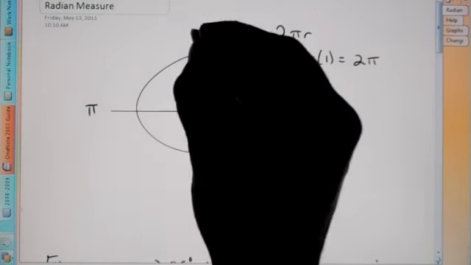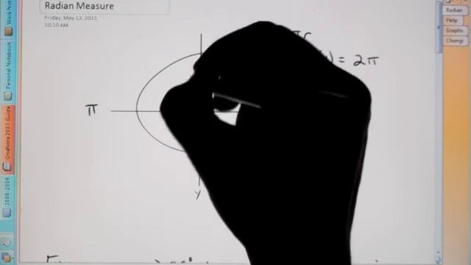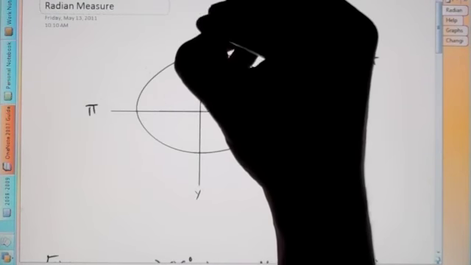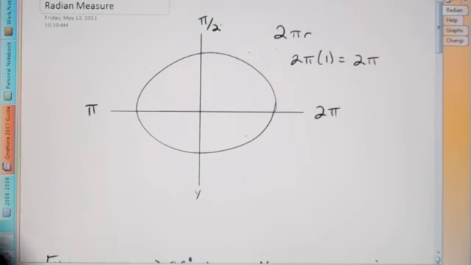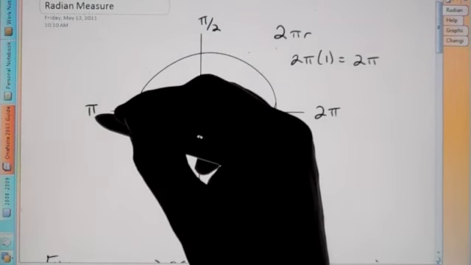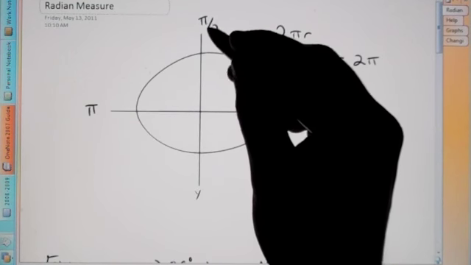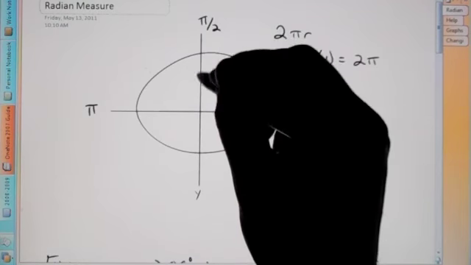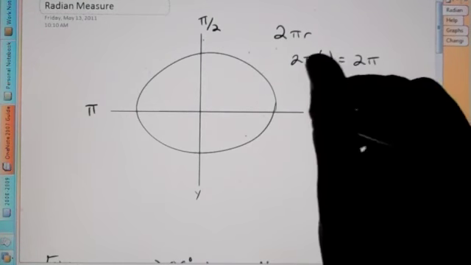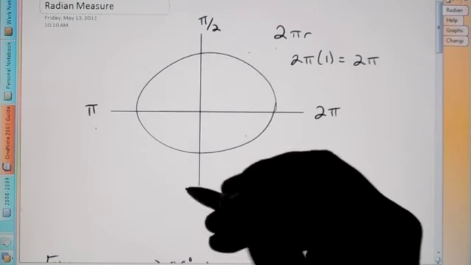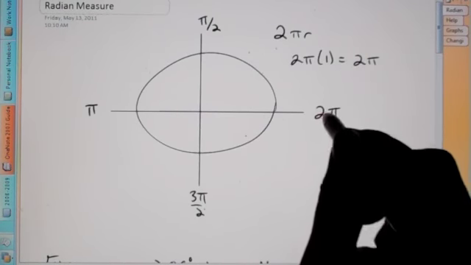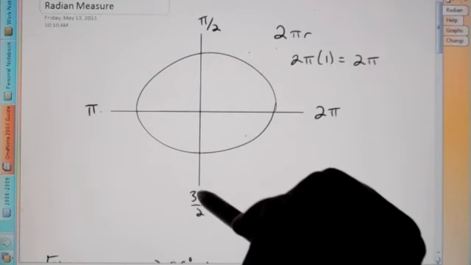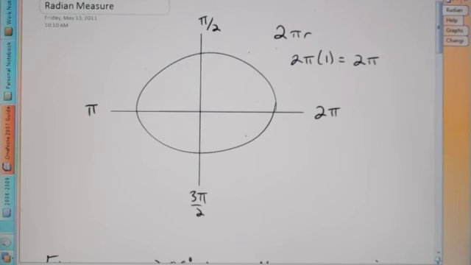And therefore, the positive y-axis is half of that, so pi over 2. Let me rewrite that: pi over 2. Because if it takes 1 pi to get halfway, it takes half of that pi to get a quarter of the way. So if we have 1 pi over 2, this is 2 pi over 2, making this 3 pi over 2. Again, this is taking the place of 90 degrees, 180, 270 degrees, and 360. So that is what we're going to be dealing with today.